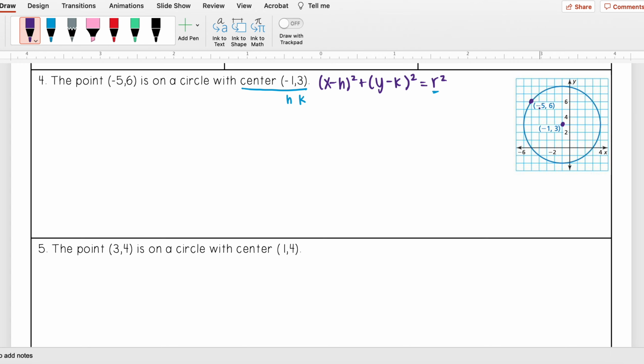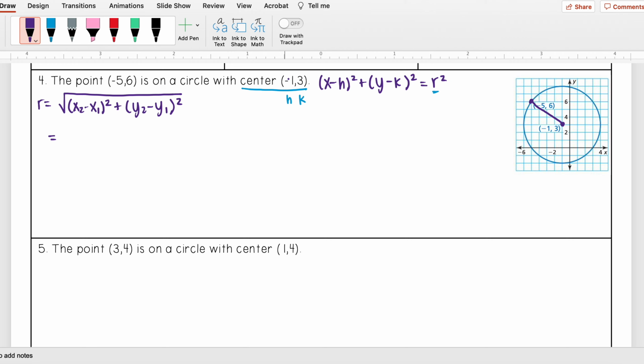I am, however, given 2 points. To find the radius, remember the radius is just the segment from your center to a point on the circle. So my radius is this segment here. To find my radius, I just need to find the distance between these 2 points. This goes back to one of our first units, finding the distance between 2 points. And so r is equal to the square root of (x2 - x1)^2 + (y2 - y1)^2.